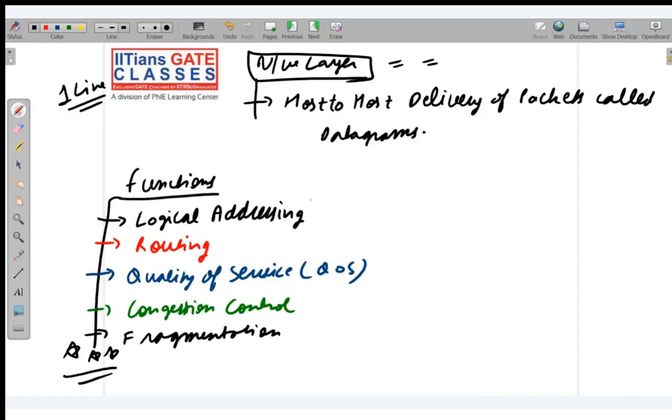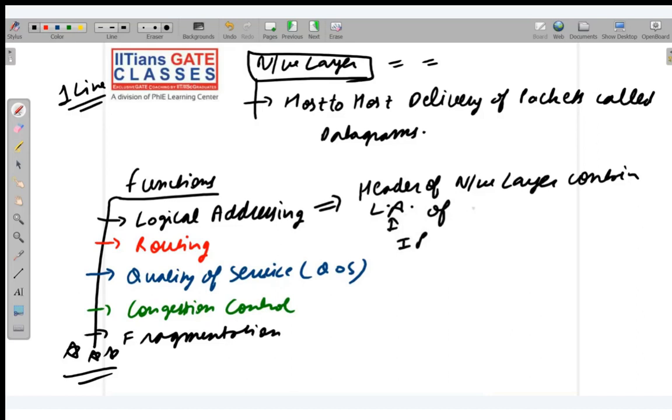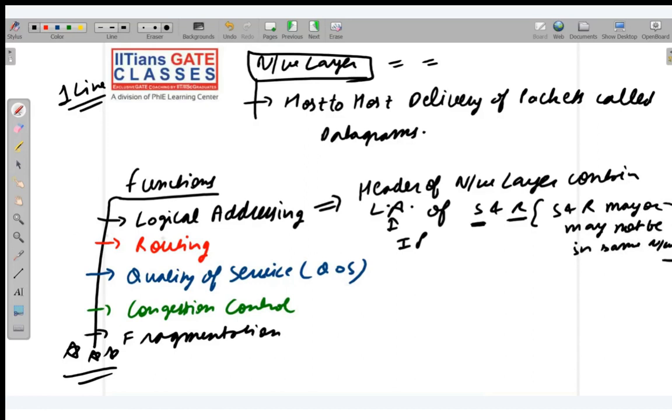Okay, so functions. First is logical addressing. Logical addressing means the header of the network layer will contain the logical address of the sender as well as the receiver. Each layer is adding a header, I think you already know, I told you in the previous lecture. So the header of the network layer contains the logical address, LA. LA is nothing but your IP address, of the sender and receiver. So now it is end to end, so do not say intermediate nodes and all. It will simply contain the logical address of sender as well as receiver. It hardly matters whether they are in the same network or in a different network. S and R may or may not be in the same network.